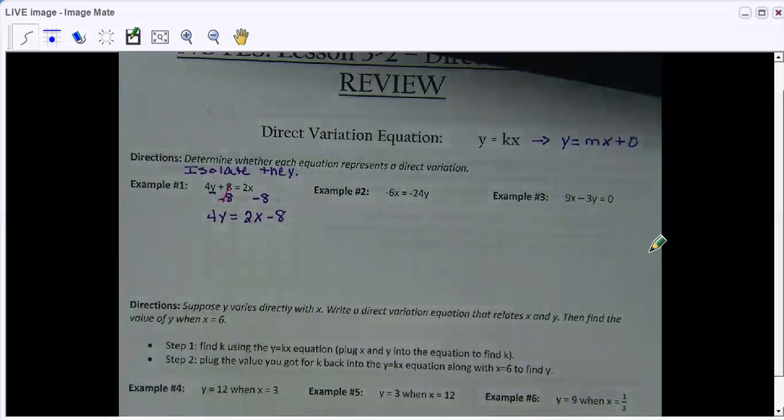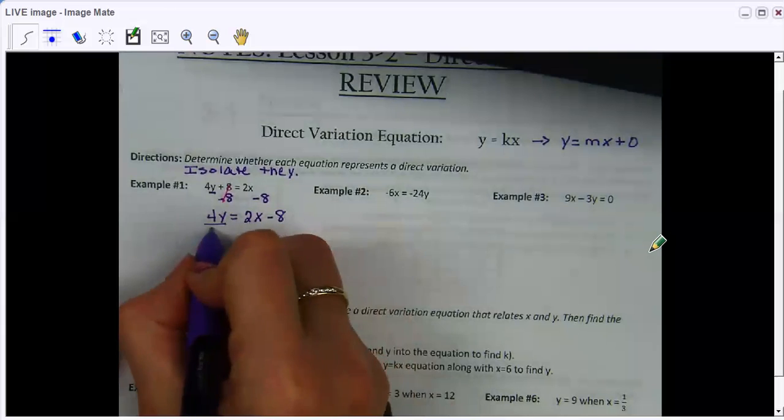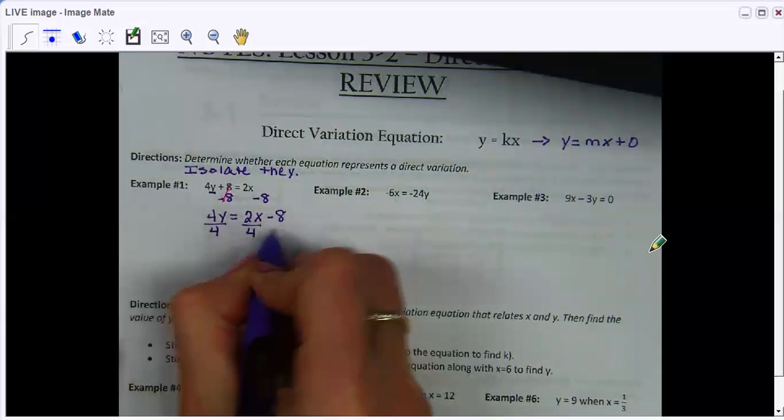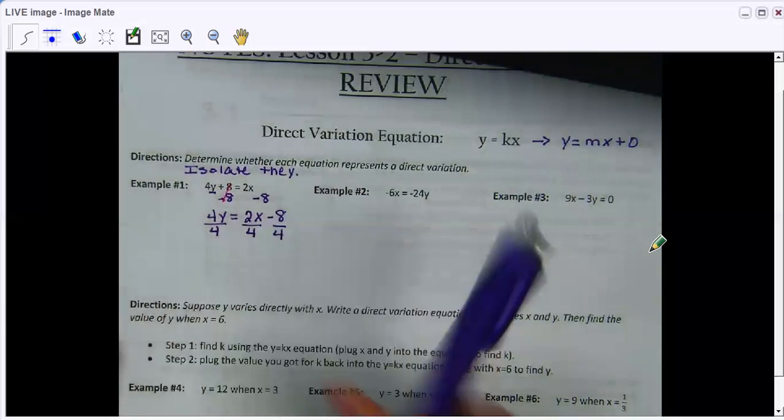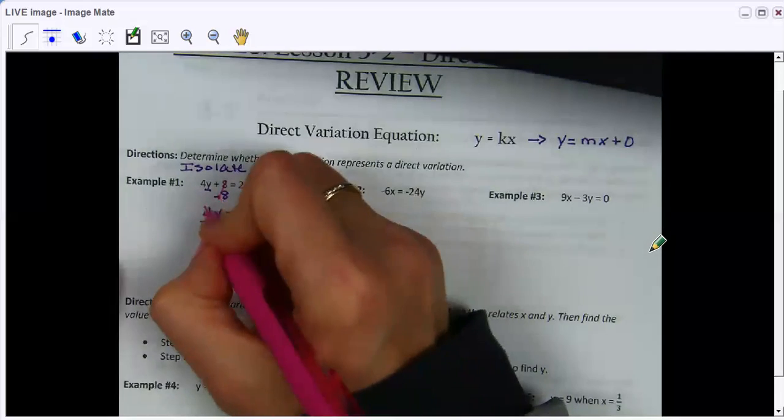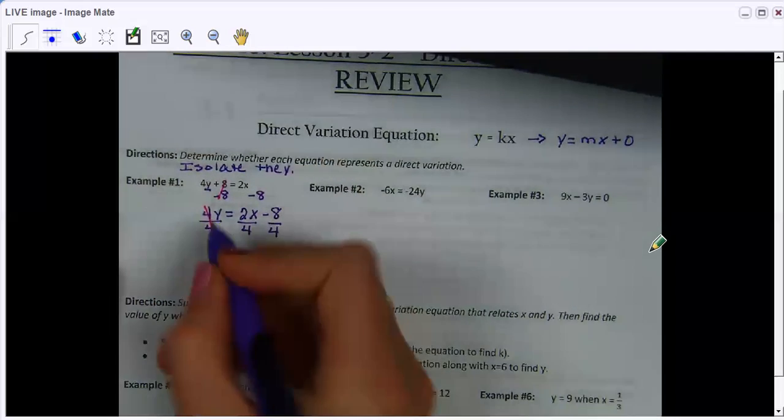Then you want to get rid of your 4. So you want to undo your multiplication and division. So that means that we're going to divide everything by 4. So we get rid of this, and we've just isolated the y.